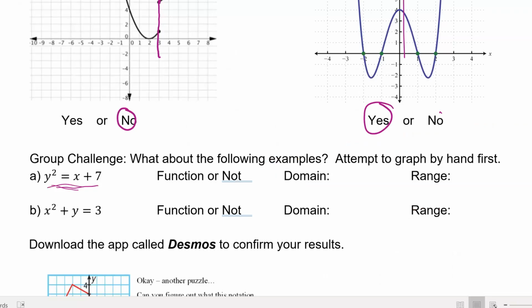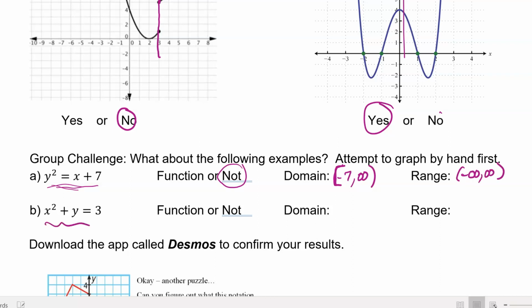So let me write that. Is it a function? No, it does not pass that vertical line test, and it looks like -7. That should be a bracket to positive infinity, and range from negative infinity to positive infinity.